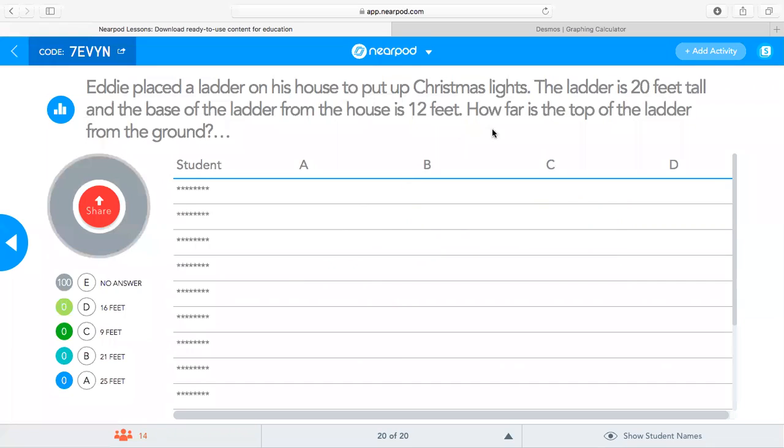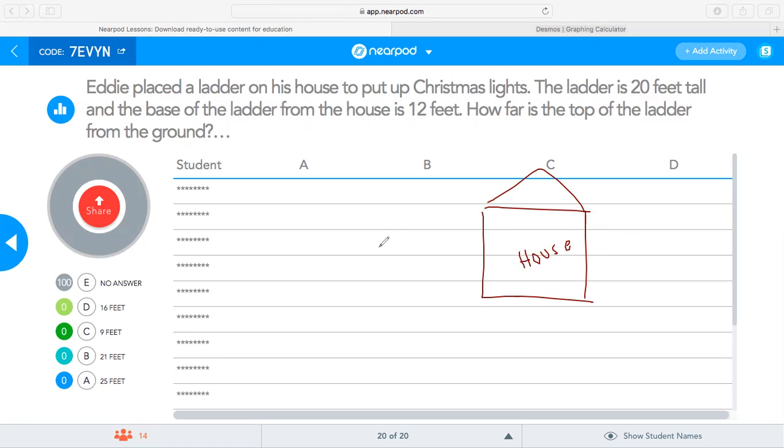Last one. I don't want you to solve this one. I just want to explain it to you and see if you can figure out what it's asking for. Eddie placed a ladder on his house to put up Christmas lights. Anytime there's a word problem, guys, I would always draw a picture. So here's my house. Beautiful, I know. Okay, so the ladder is 20 feet tall.